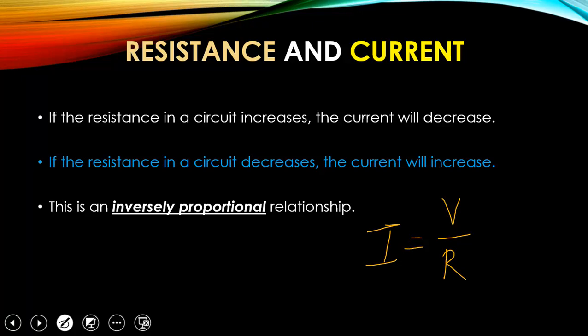Factor number two is resistance. The relation between resistance and current intensity is inverse. It means that by increasing the resistance, the value of electric current intensity decreases. By decreasing the value of resistance, the electric current intensity increases. So the relation between them is inversely proportional.